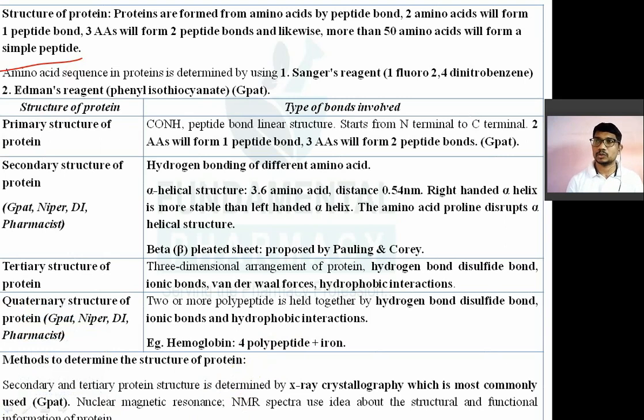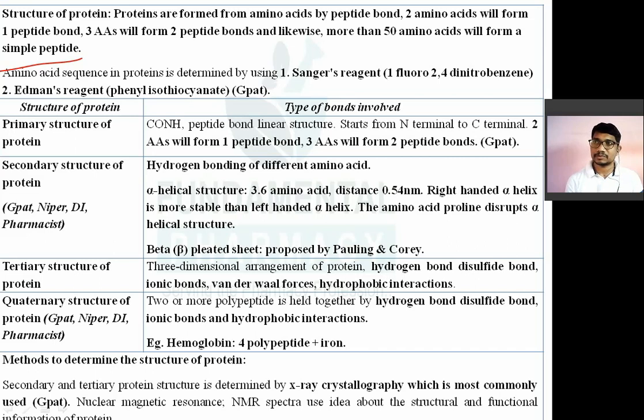First of all, you have to hydrolyze the protein, then you have to analyze the amino acids qualitatively, then you have to break down that protein into smaller peptides, and lastly you have to analyze the amino acid sequence. So that's how you can determine the structure of protein. You can determine the amino acids qualitatively, then you can determine the number of peptides, then you can hydrolyze the protein into smaller fragments, and then you can determine the amino acid sequence.